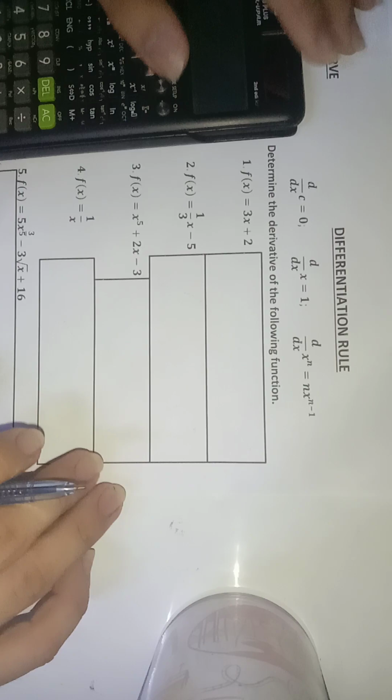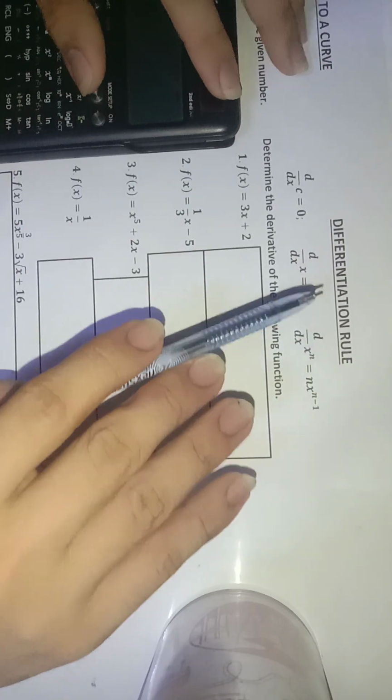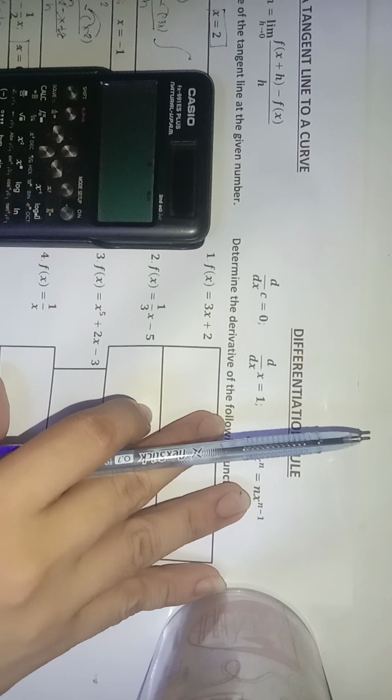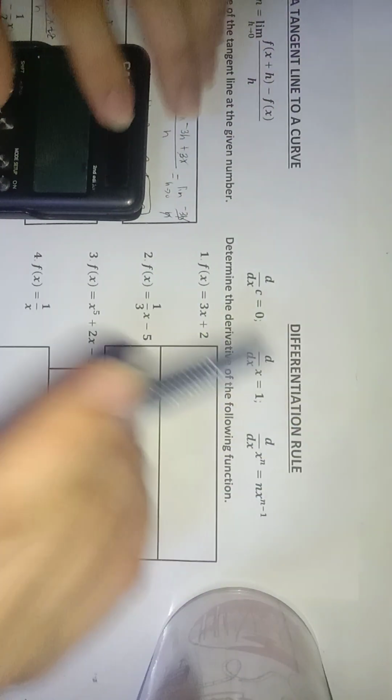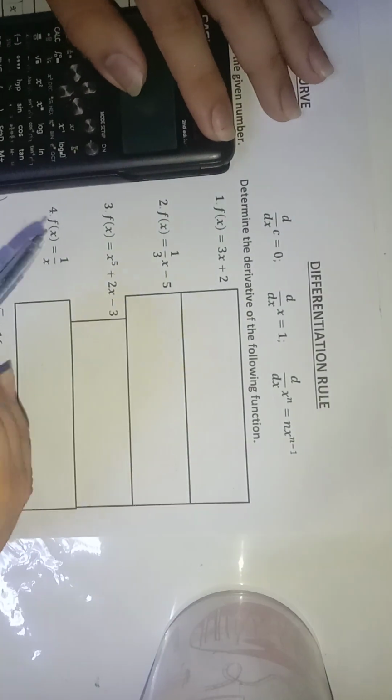Next. So next naman natin is differentiation rule. Pagsabayin na natin to kasi may kinalaman yung slope of a tangent line to a curve sa differentiation rule. Differentiation rule ay pwede natin gamitin sa slope of a tangent line in a shortest way. Okay? So yeah, let's say for example, ito lang yung rules na kailangan natin sa lahat ng to.